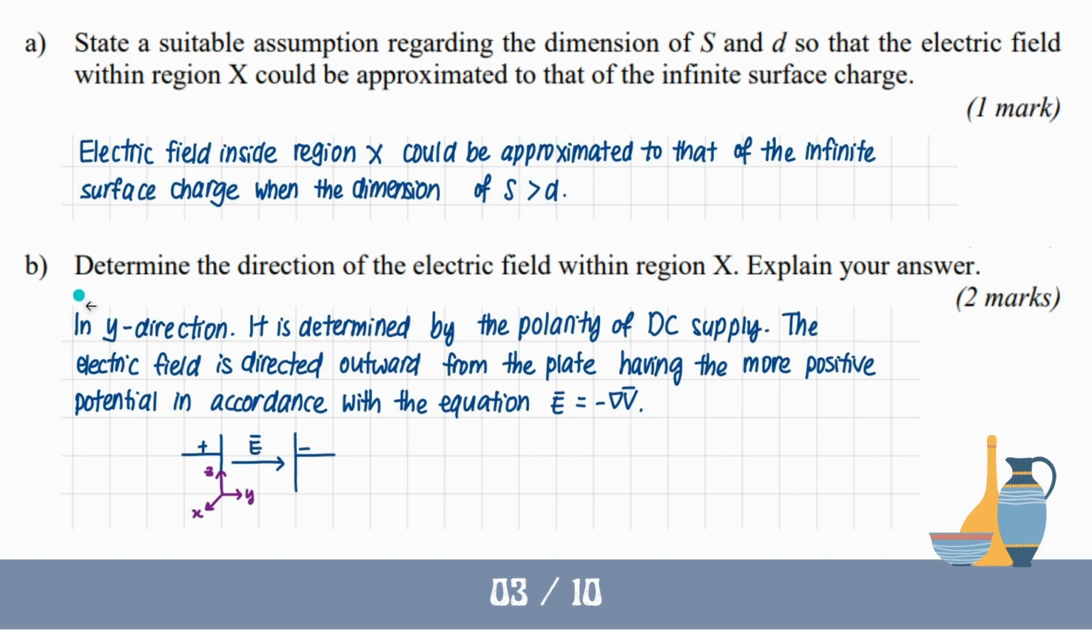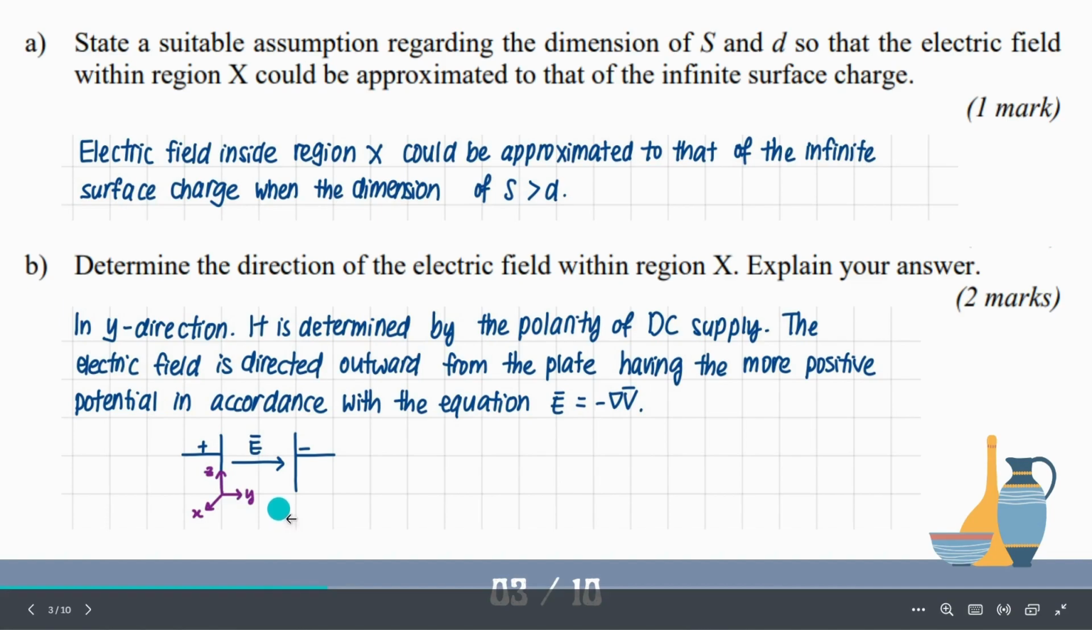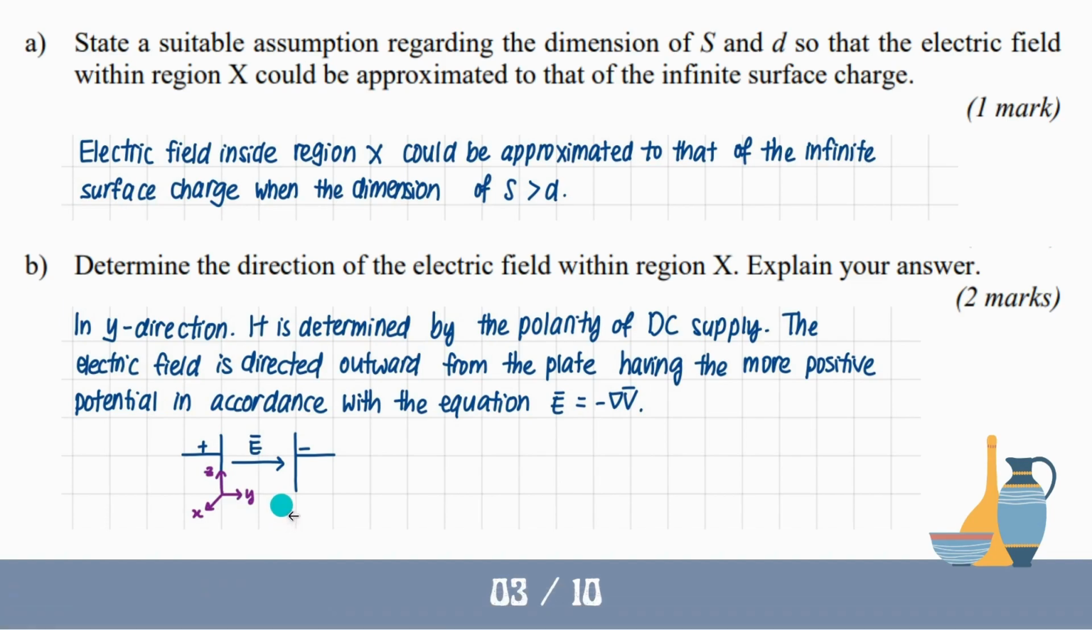For part B, we have to determine the direction of the electric field within region X. The direction of the electric field is in y direction. It is determined by the polarity of the DC supply. The electric field is directed outward from the plate having the more positive potential, in accordance with the equation of vector E equal to negative gradient of vector V. So in this question, the DC supply is connected in y direction. That is why the electric field is in y direction.